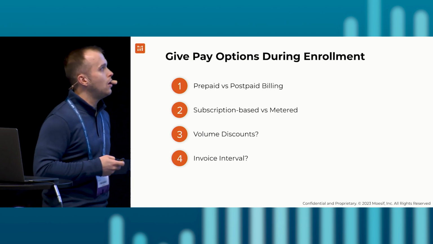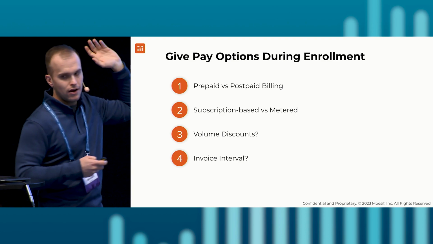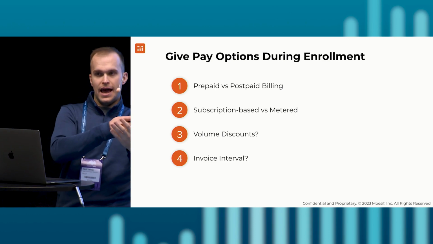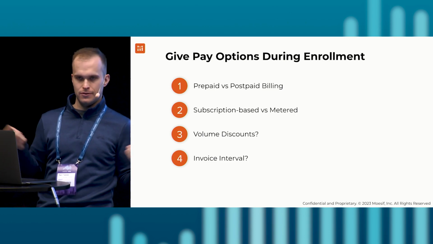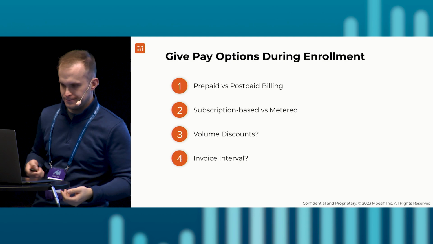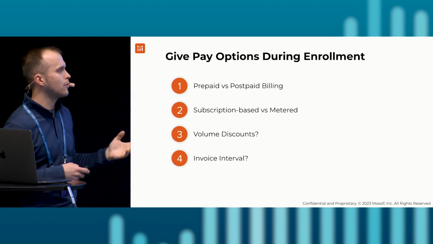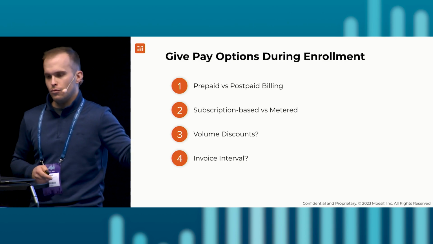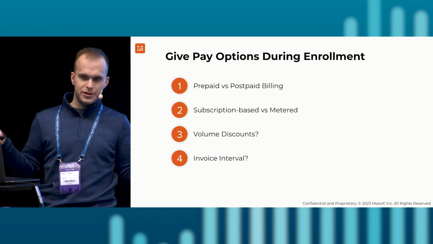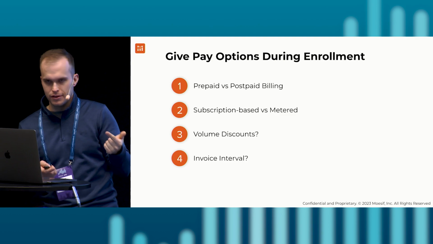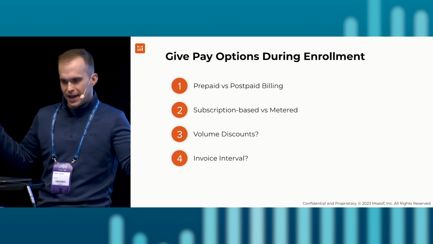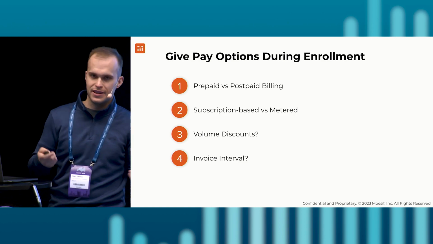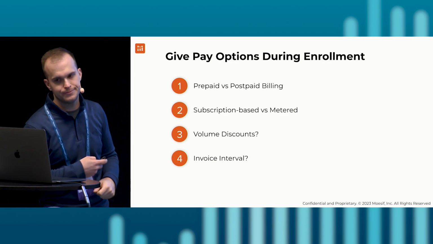You might also want to offer volume discounts, and you can offer that on both subscription and metered. What you might say is, as you use more, it gets cheaper. What that does is that helps with expansion. And then you also probably want to give them the option for invoice interval, where you might say, how often do you want to be charged? Daily, monthly, weekly, whatever they have. Quarterly is a very popular one that we've seen in the last bit, so having that invoice interval would be good as well.